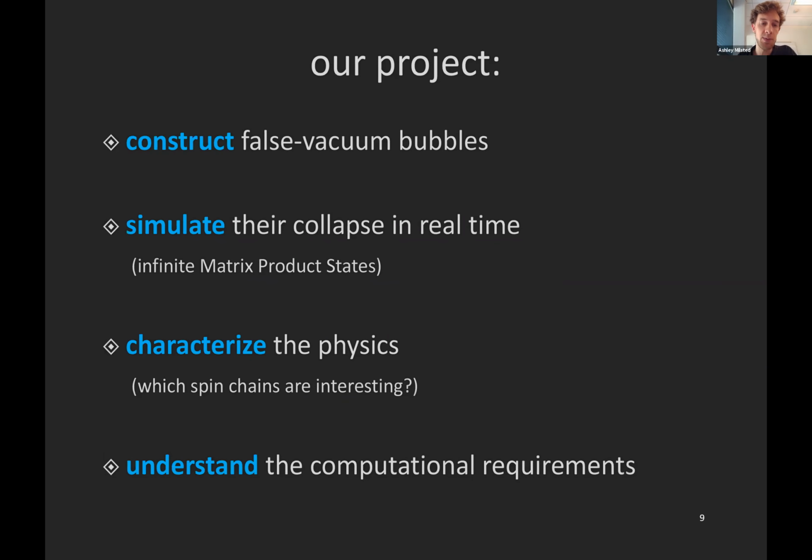And finally, we want to understand in detail for this particular kind of problem the computational requirements. So simulating real-time evolution using tensor networks, in this case matrix product states, is generically a hard thing to do, in the sense that the computational cost scales exponentially in the amount of time that you want to simulate. That's the generic statement. Now, in particular cases, you will be able to get to shorter times or longer times, and we want to see how far we can go in this particular kind of physical scenario.